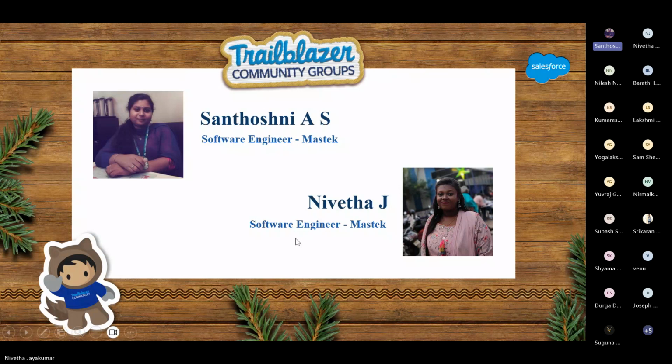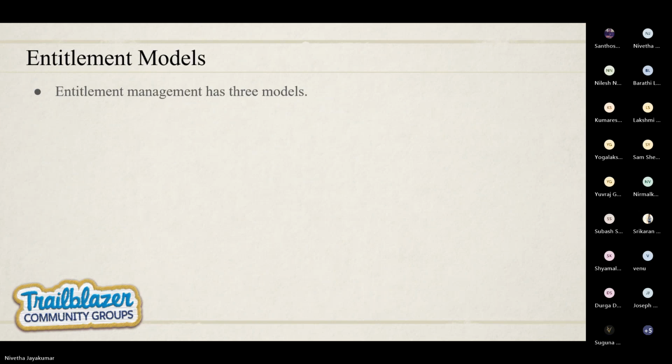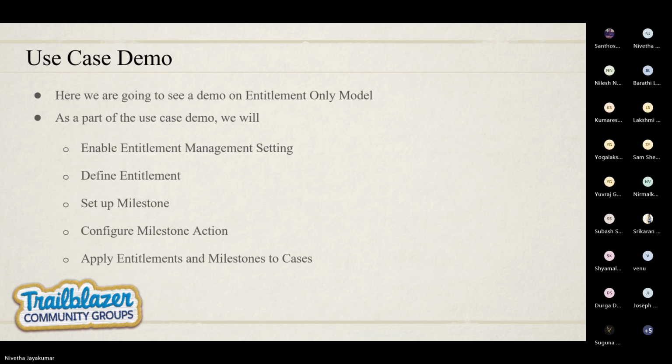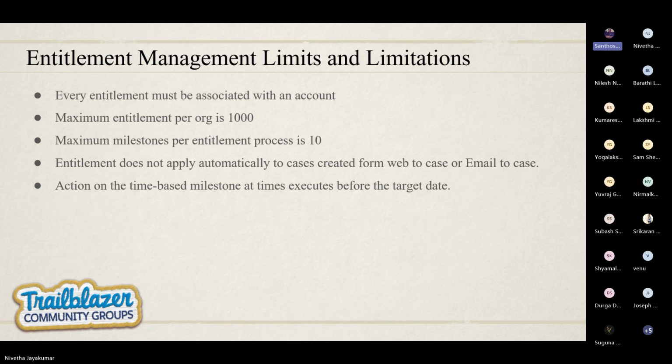The next is the limitations of the entitlement process and milestones. Every entitlement process must be associated with an account. Only then can an associated case be created and enter into this entitlement process. An org can have thousands of entitlement processes, and a single entitlement process can have up to 10 milestones.